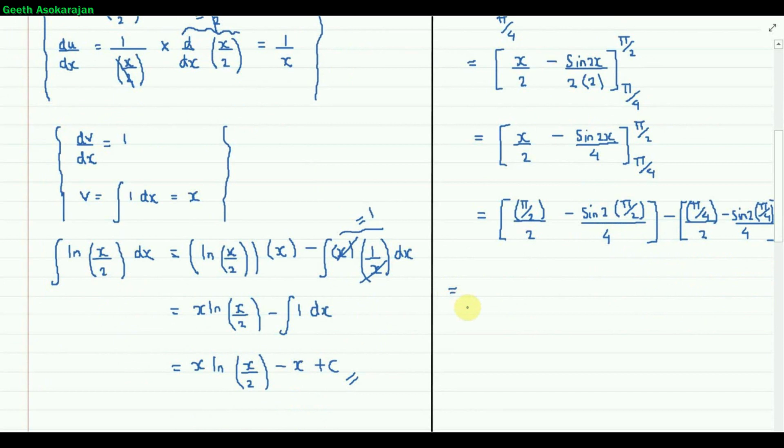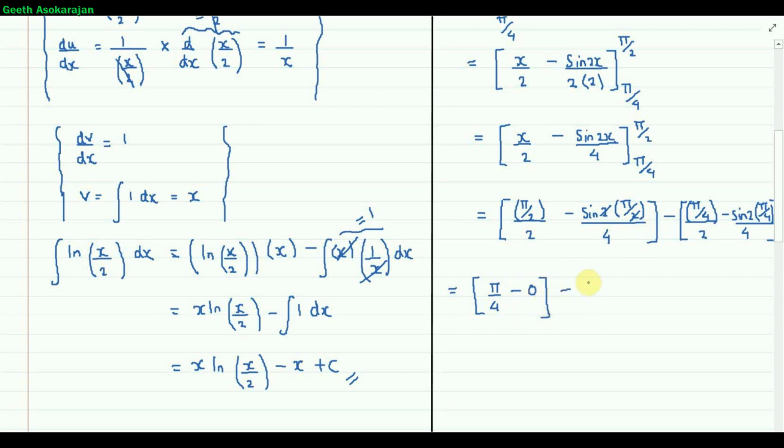And let me continue over here. As far as the first bracket is concerned, pi over 2 divided by 2 would be pi over 4. These two 2's, as far as the angles are concerned, will cancel. And if you calculate sine pi, it should give you 0. So you got 0 from this term.